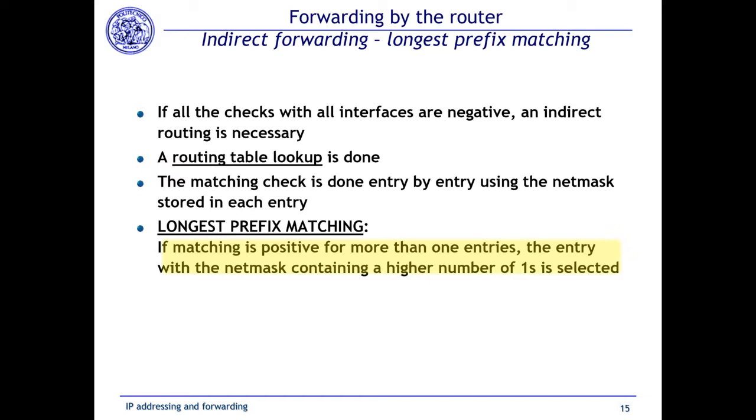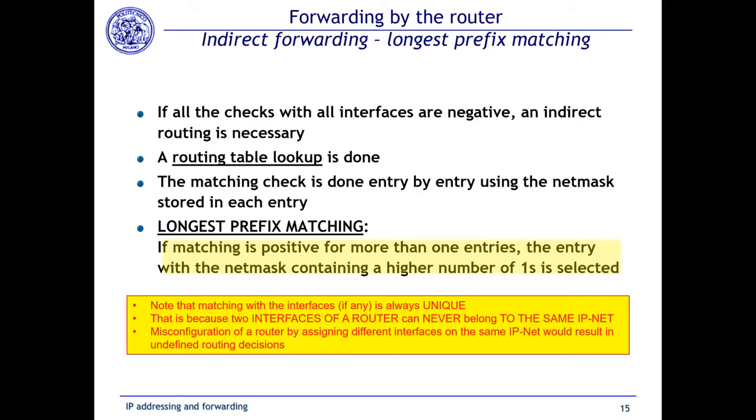So, how to solve this problem when you have matchings with more than one entry? The router applies the longest prefix matching rule. So it means that if you have matching with more than one entry of the routing table, the entry where the matching is longest is selected. So the entry where you have the net mask containing a higher number of ones that is matching with the packet. Okay. Now we will look at some examples in order to make it more clear.